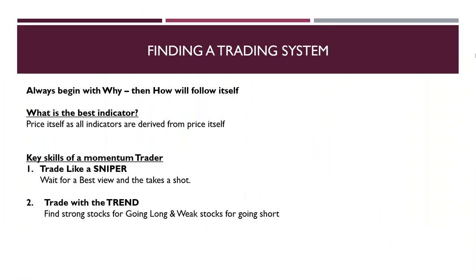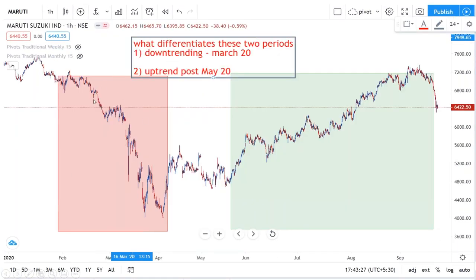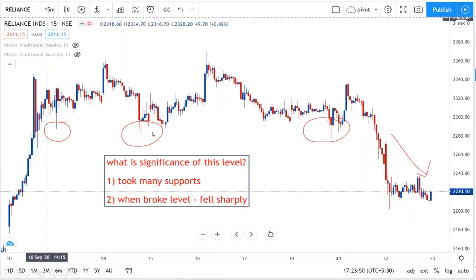Okay. So this is the thing I was talking about, trading like a sniper. Always begin with why, and then how will follow itself. What I mean by this is, like I posed you questions: how do you differentiate between these red zones and green zones? Is there any indicator which can tell you, okay, during this fall it is bearish and this rise it was bullish?